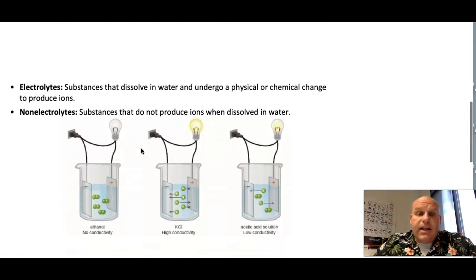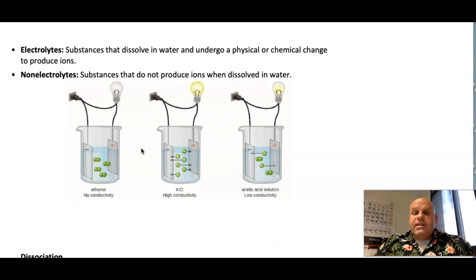Okay, let's get into some electrolytes. When something dissolves in water and produces ions, then what we have is an electrolyte. You can see here an example: ethanol, which is a molecule of covalently bonded carbon, hydrogens, and oxygens. When it dissolves or mixes in water, you're not going to get ions. You're not going to get separated positives and negatives. So that is a non-electrolyte. You can see here there's no electric current.